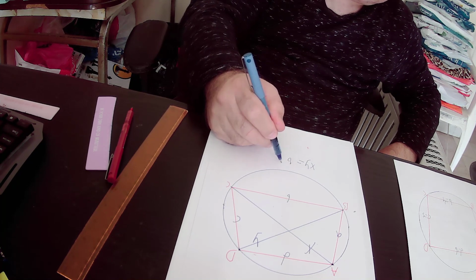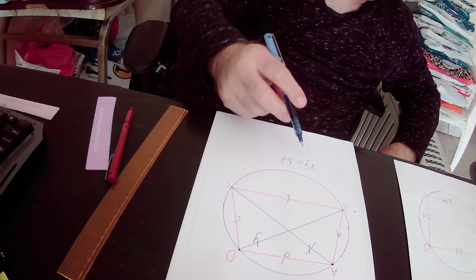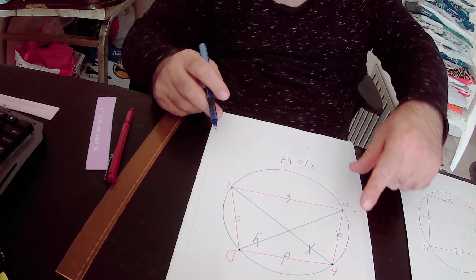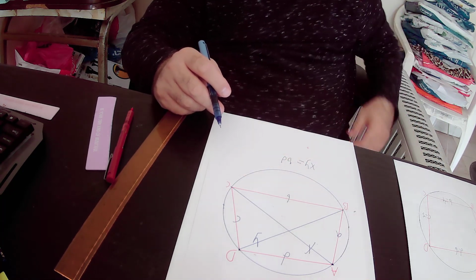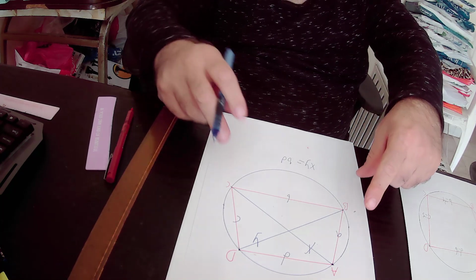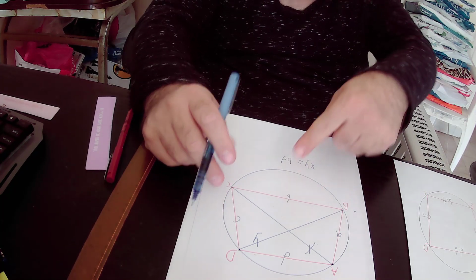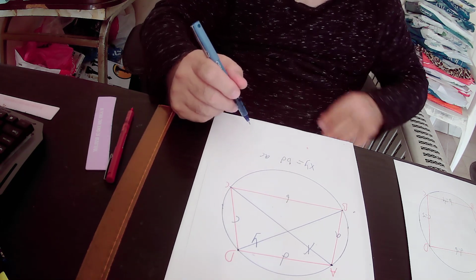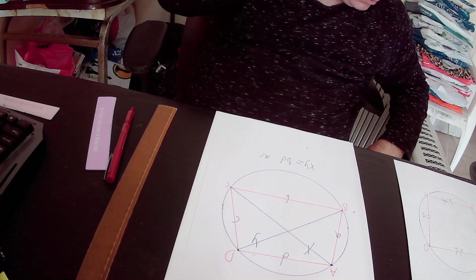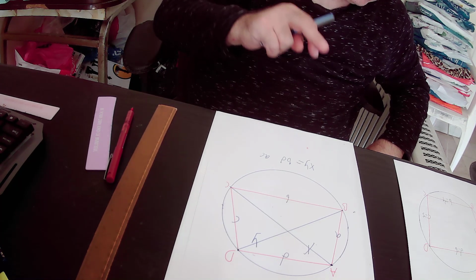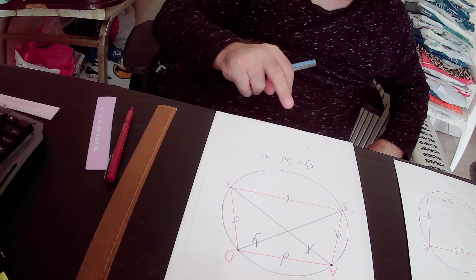And actually quadrilateral ABCD has a second pair of opposite sides. Side AB is opposite to side DC, and the product of those two opposite sides is actually A times C. And according to rule number 2, the product of its diagonals, that is to say X times Y, equals the sum of the products of its opposite sides.